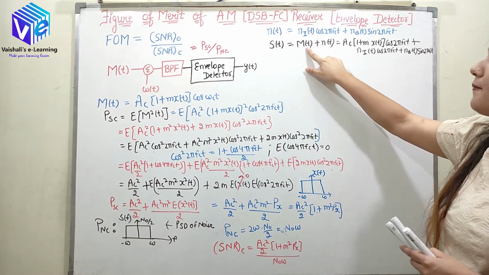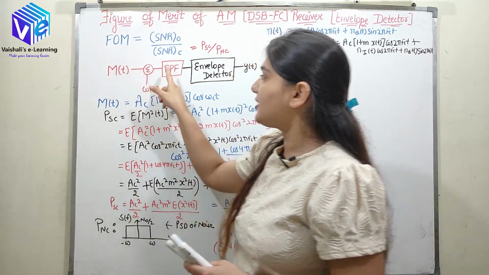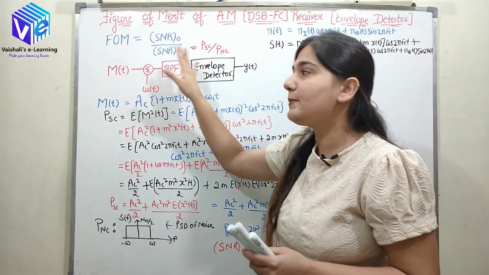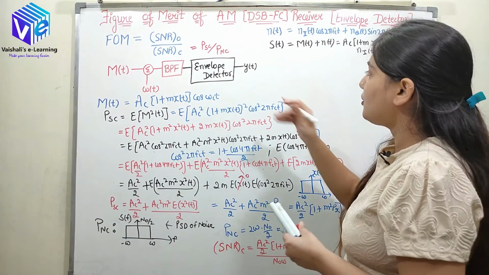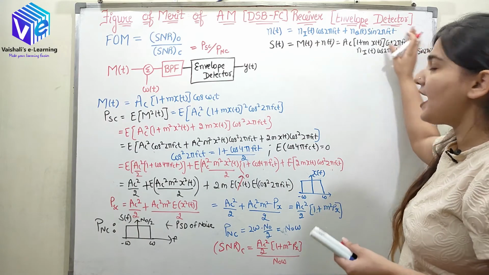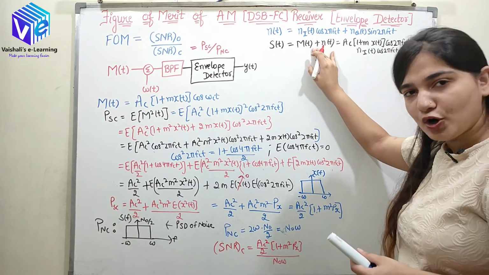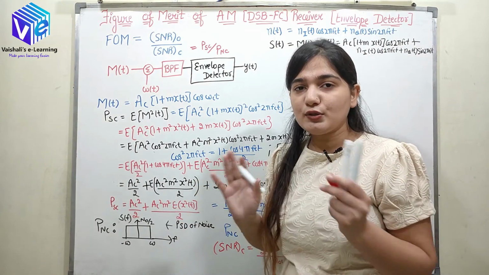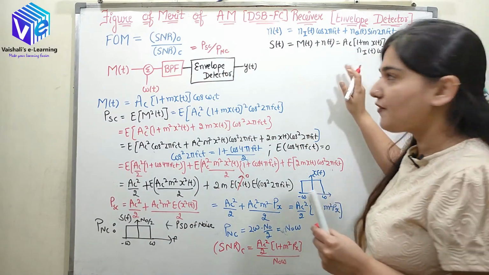s(t) is the modulated signal plus noise, because here at the receiver we'll be having the signal plus noise and we'll be processing the signal plus noise here. So here we have the envelope detector. The envelope detector is detecting the envelope, so we'll be seeing the envelope of this signal. This signal, which is s(t), the modulated signal plus noise, we need to find its envelope. This envelope will give me the output. So we'll be seeing what is the envelope of this signal.